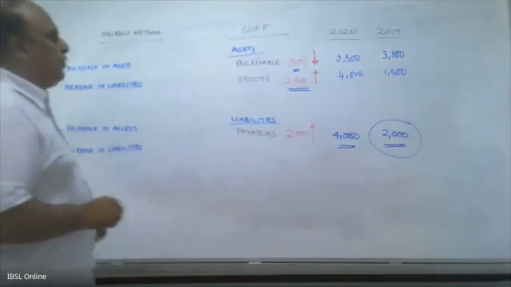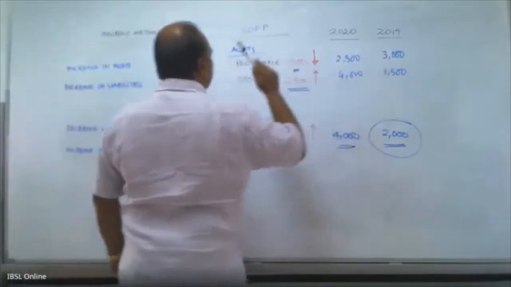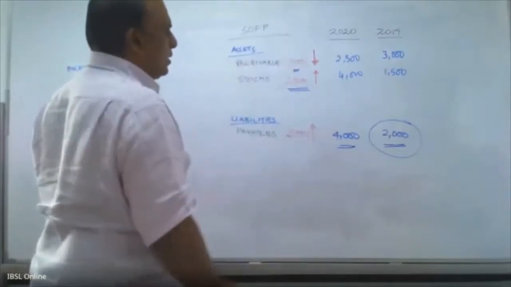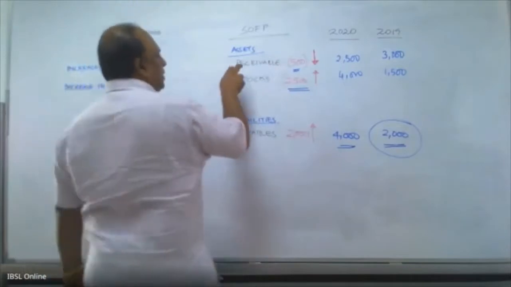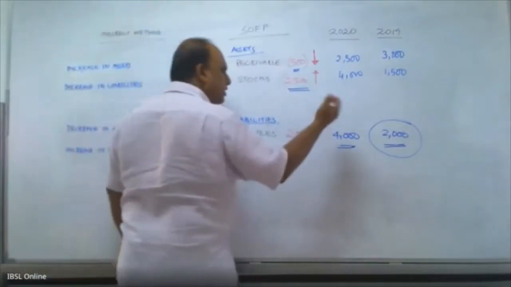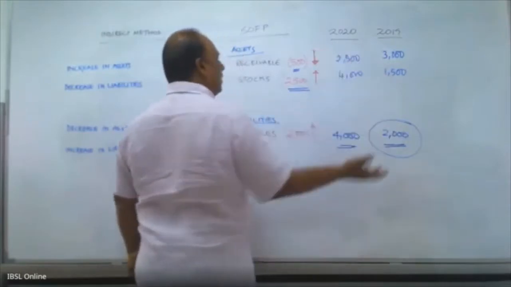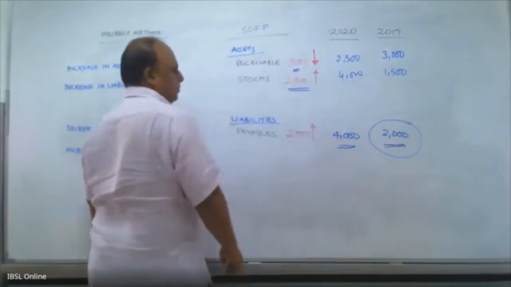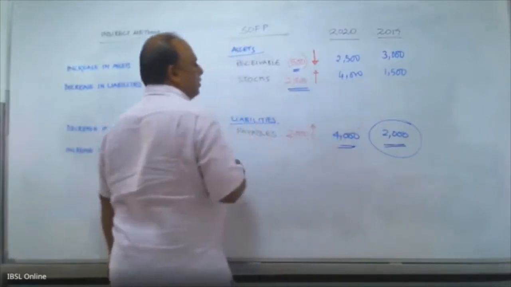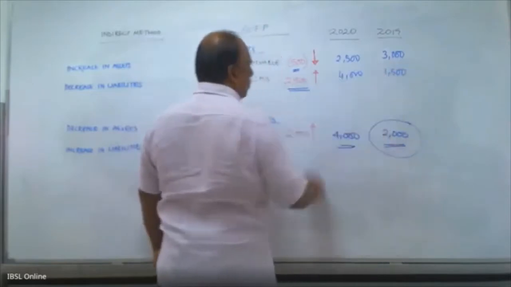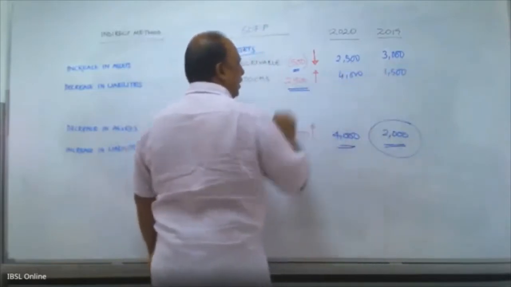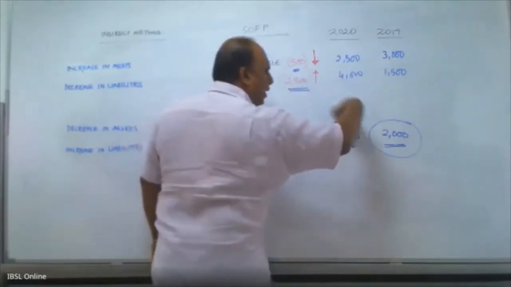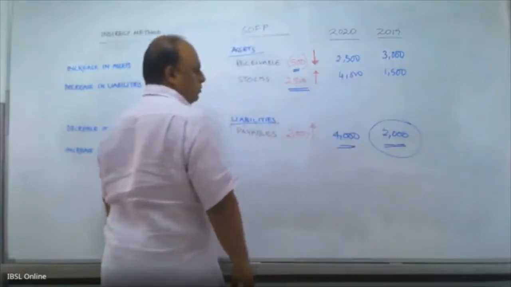Right. So the first one, where the assets came down. There is a reduction in assets, meaning in the form of receivables I have received money, because last year I had to receive 3 million. Now it has come down to 2.5, which means I have received money. Second scenario, stocks. Last year I had only 1.5 million stock. Now it has gone up to 4 million, which means I have purchased more and more stocks. So money would have gone out.